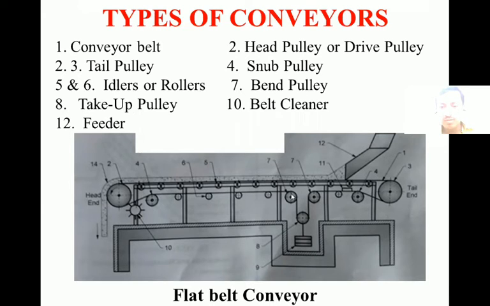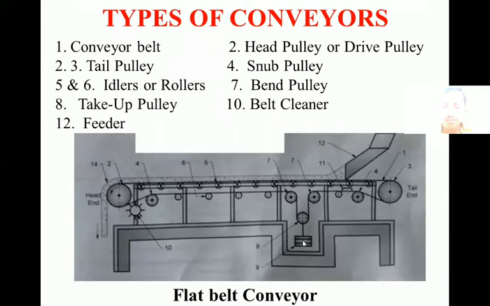Afterwards, the bend pulley. You can see here, this is called the bend pulley. If there is any total bending of the belt, this type of pulley is used. Next, this pulley is called the take up pulley. Here you can see some dead weight. Why is this weight placed? To keep tension in the belt. The belt should have proper tension, so this weight is placed.